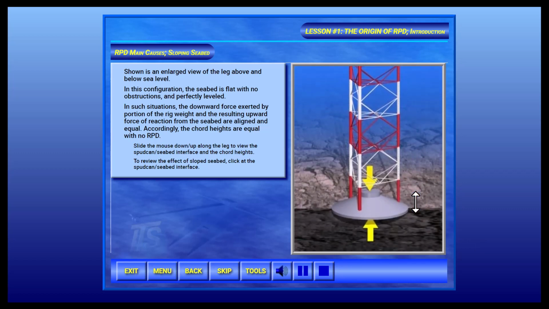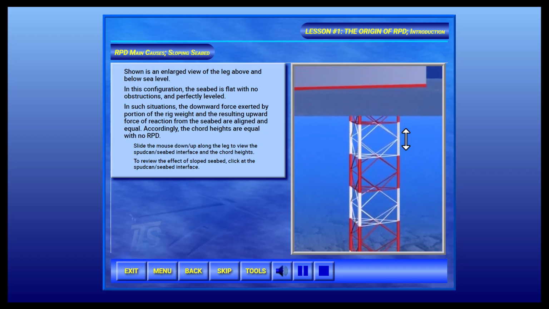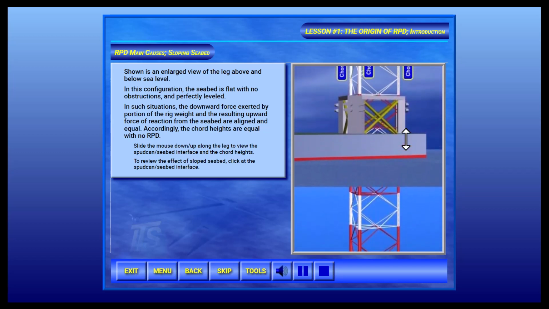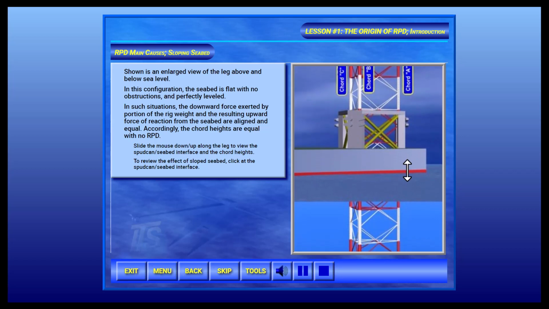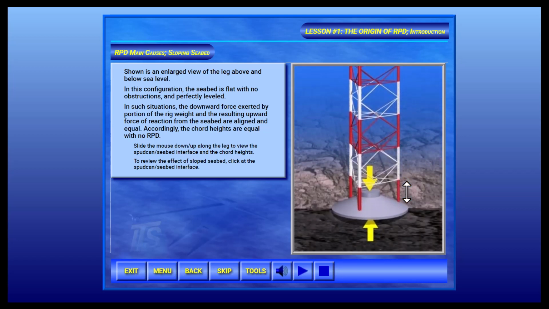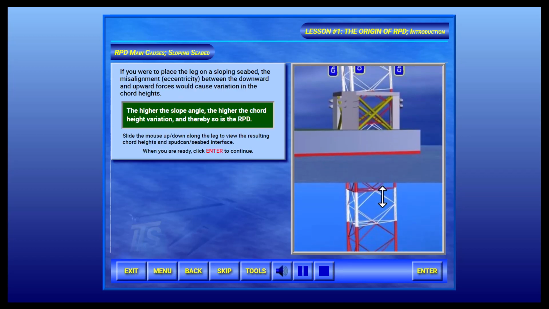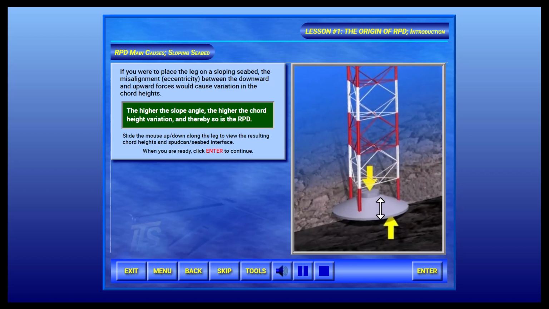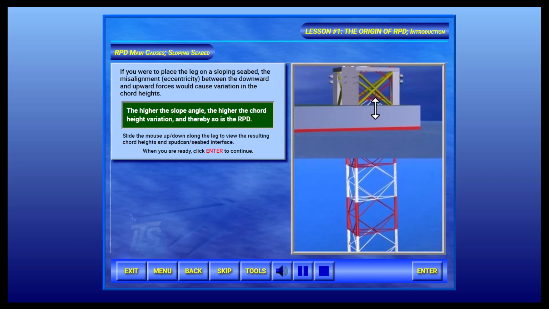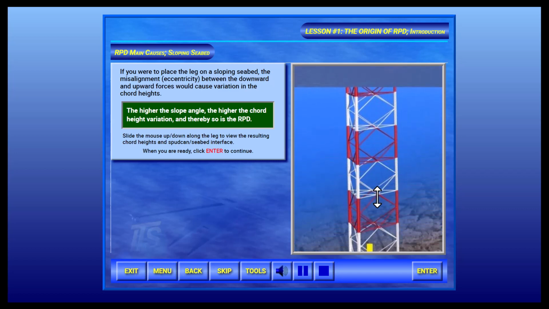In such situations, the downward force exerted by a portion of the rig weight and the resulting upward force of reaction from the seabed are aligned and equal. Accordingly, the cord heights are equal with no RPD. If you were to place the leg on a sloping seabed, the misalignment, eccentricity, between the downward and upward forces would cause variation in the cord heights. The higher the slope angle, the higher the cord height variation, and thereby, so is the RPD.